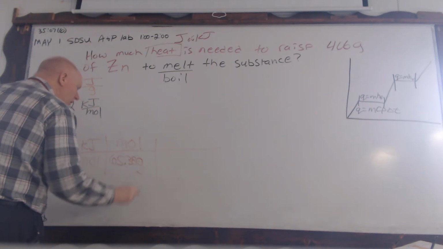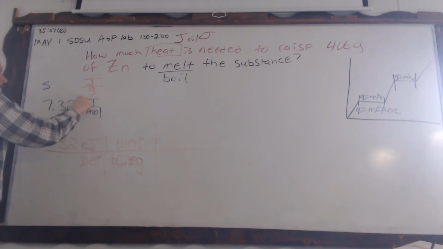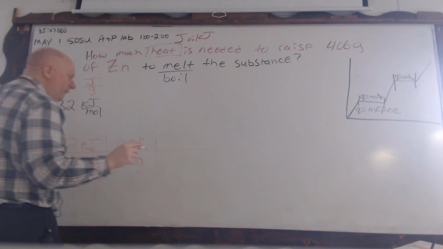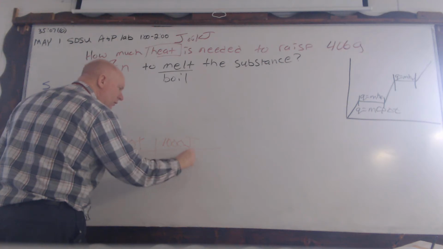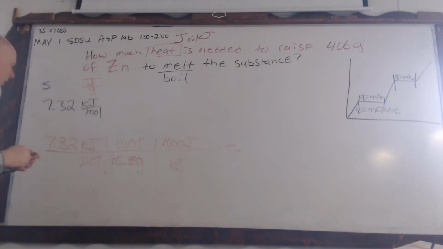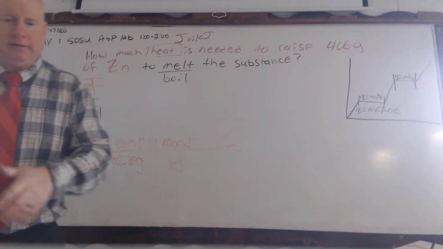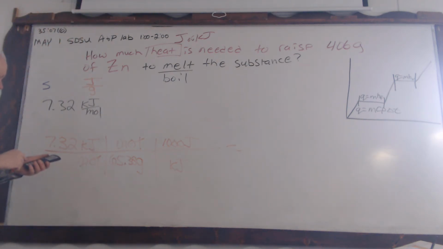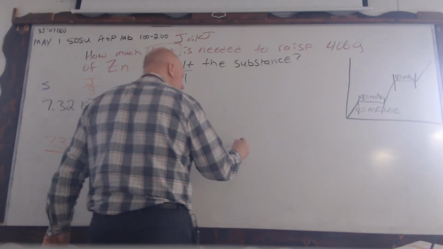So these moles are gone. We've got kilojoules per gram, so we got our gram now. We just get this kilojoule gone. For every 1,000 joules, you have a kilojoule. We now have our joules per gram. So 7,320, that's what we get by multiplying those, and divide by 65.38. So 7,320 divided by 65.38 is 111.96 joules per gram.